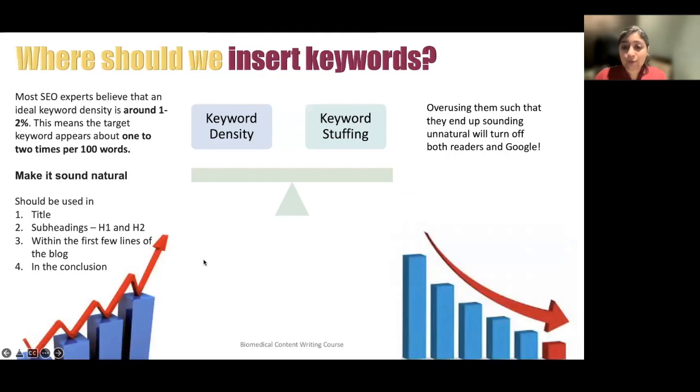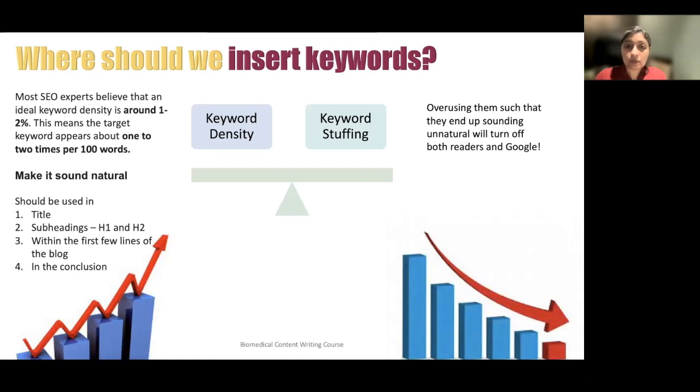The next question is, now you have your keyword list. You have an idea of what words you want to use in your content. How would you do it? How many times would you do it? Where would you do it? Now, we already spoke about keyword stuffing. Google does put a lot of importance on keyword stuffing. It wants to make sure that you don't overuse the words so that they end up sounding unnatural, which will basically turn both readers and Google off.